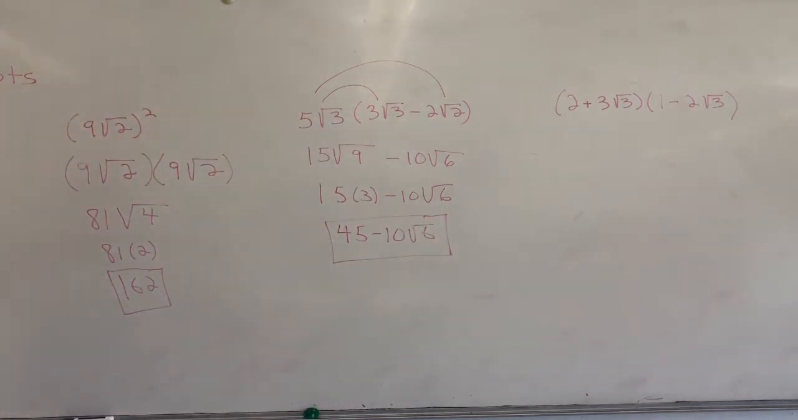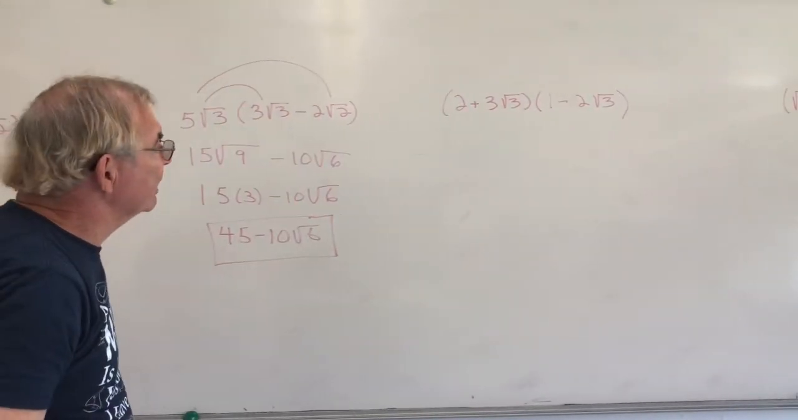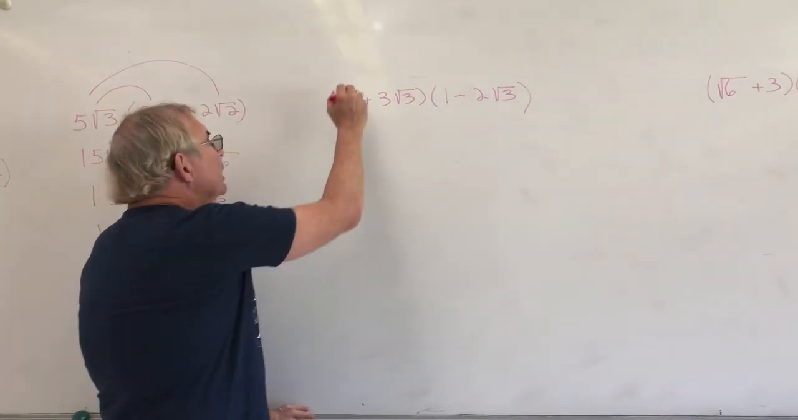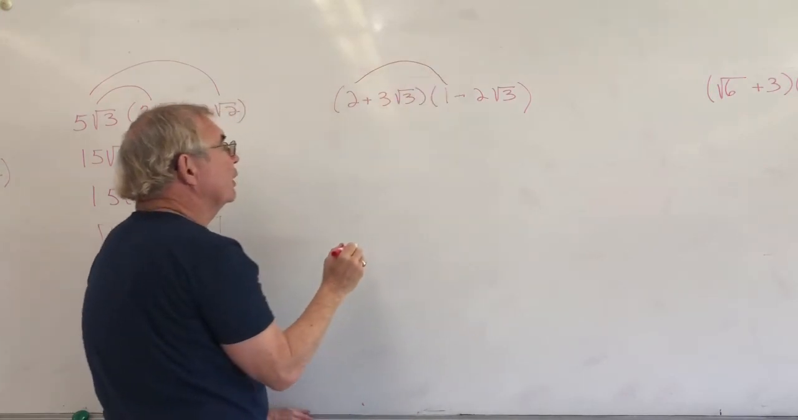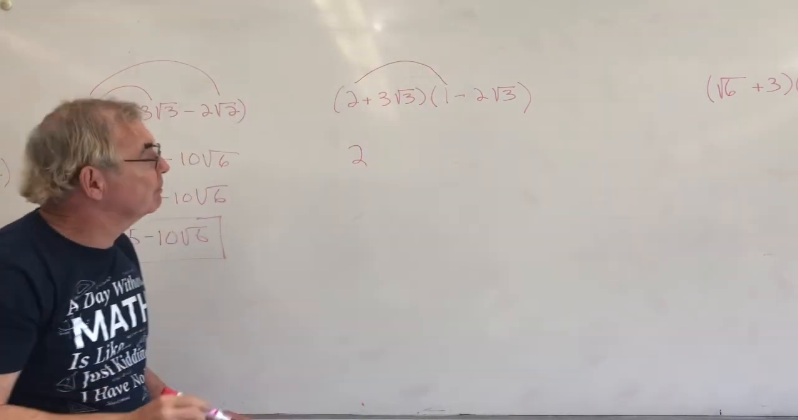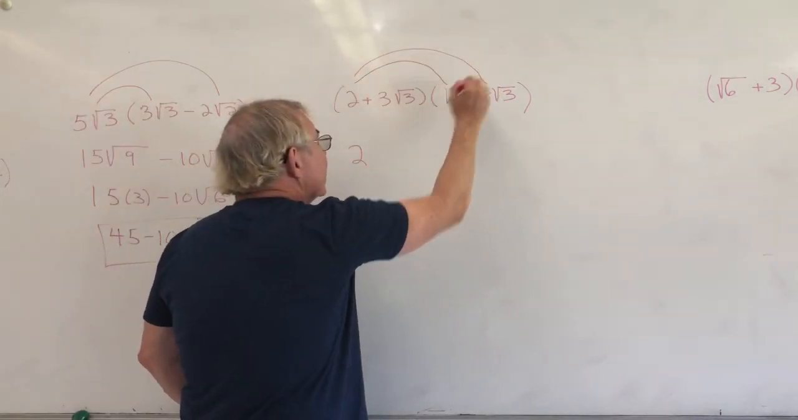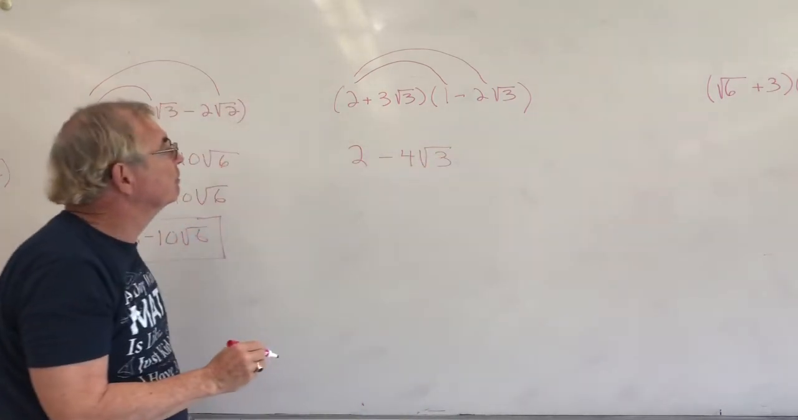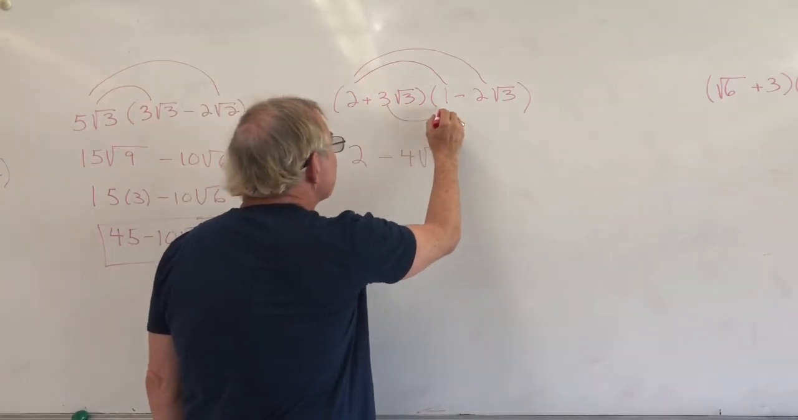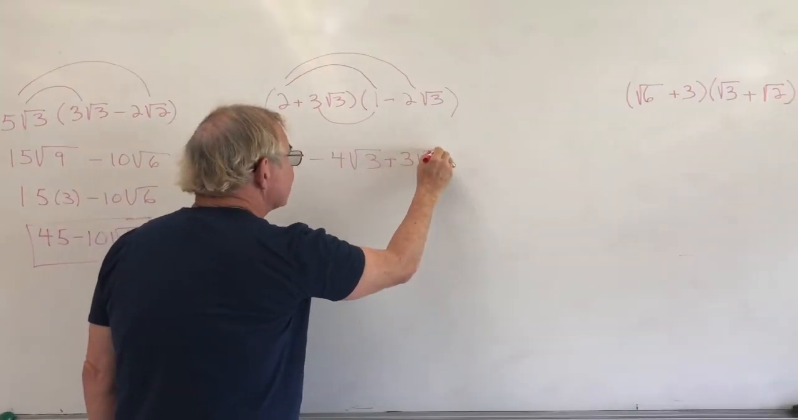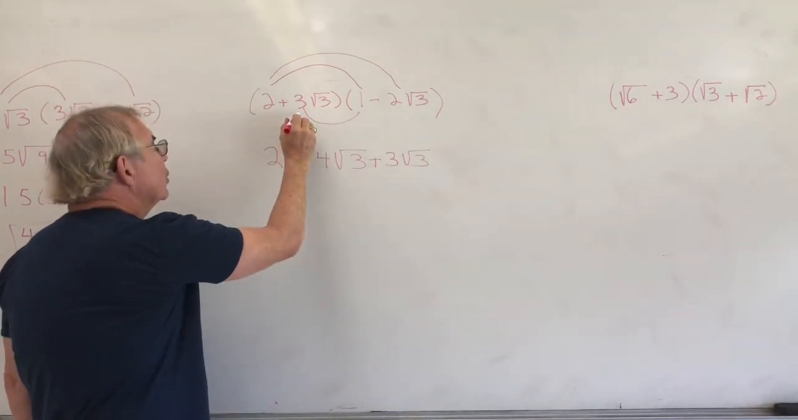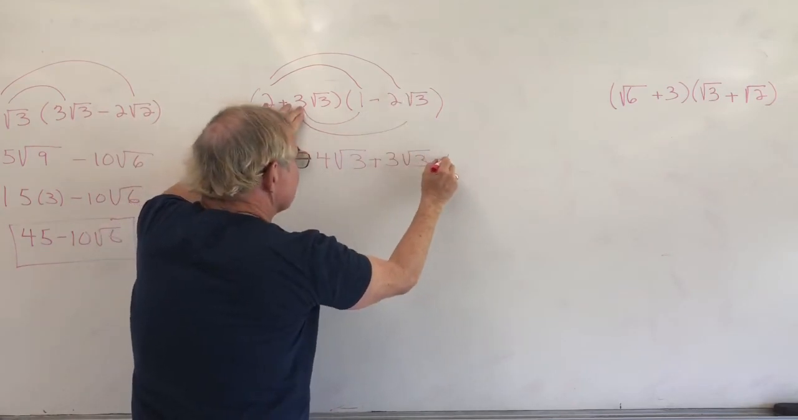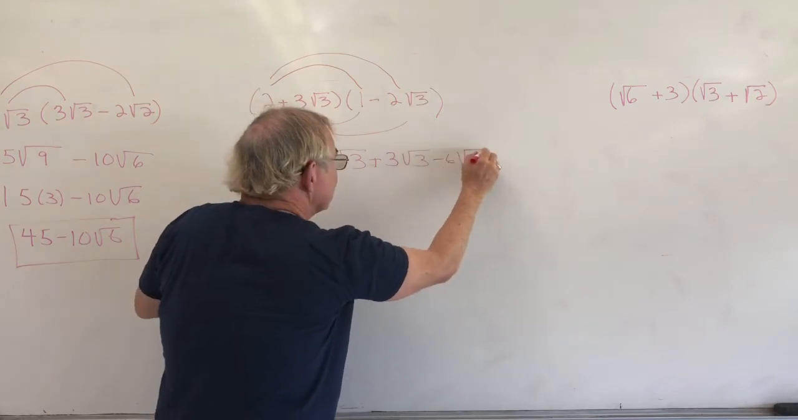Okay? All right, our next one is multiplying a binomial times a binomial containing radicals. So we either double distribute, or some people call it FOIL. 2 times 1 is your 2. 2 times your negative 2 roots of 3, which is negative 4 radical 3. Your 3 radical 3 times 1 is your 3 radical 3. And then your last 2 terms, careful here, that would be negative 6 root of 3 times the root of 3 would be the root of 9.